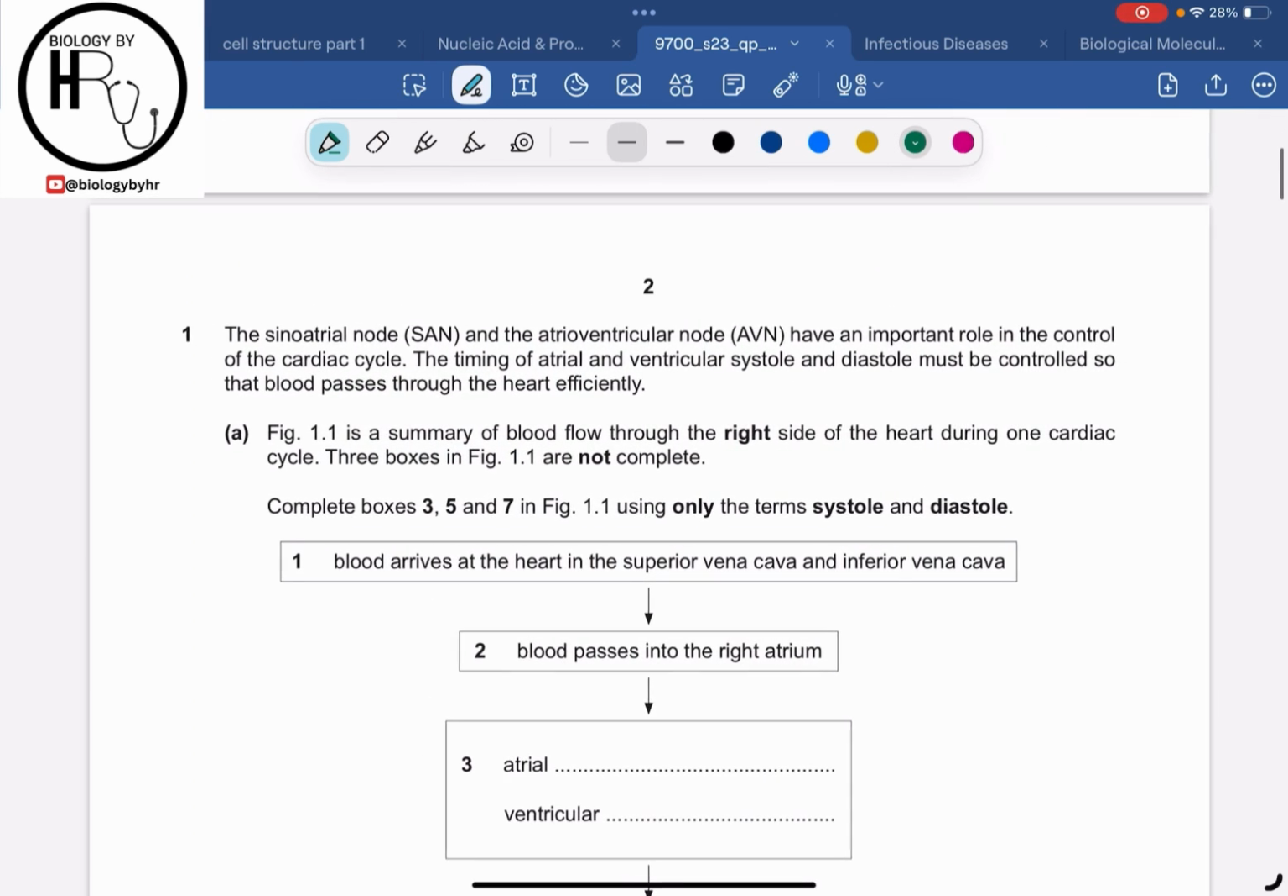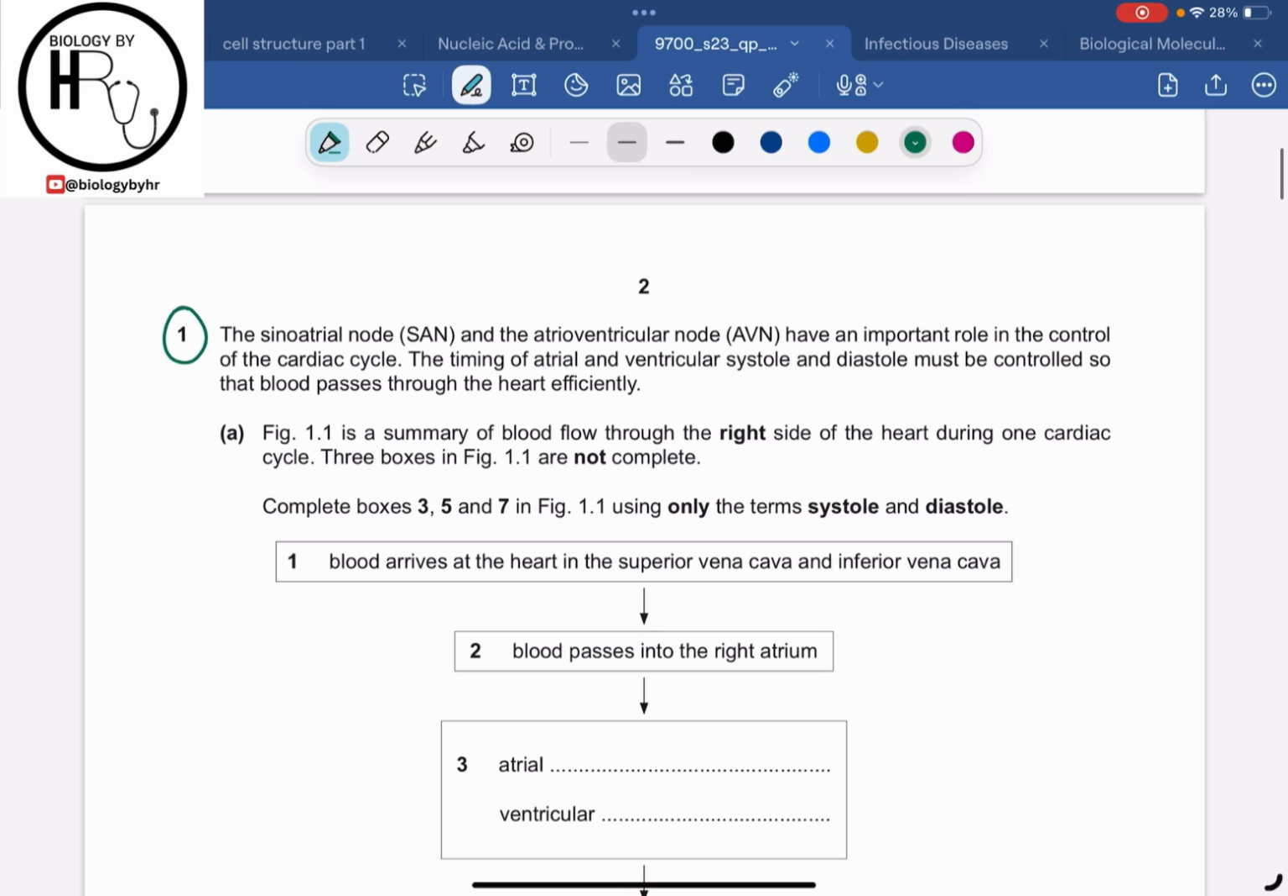Let's start off by discussing question number 1 over here. Now question number 1 is from the transport in mammals chapter, which is a very high yield chapter. Now let's start off with this question and see what the examiner is asking us.